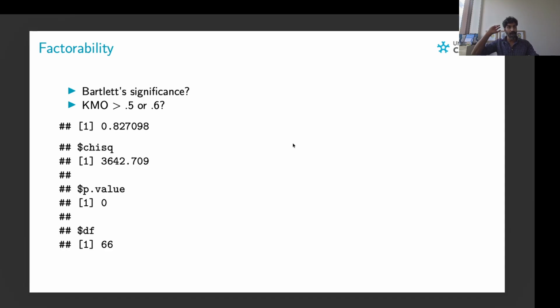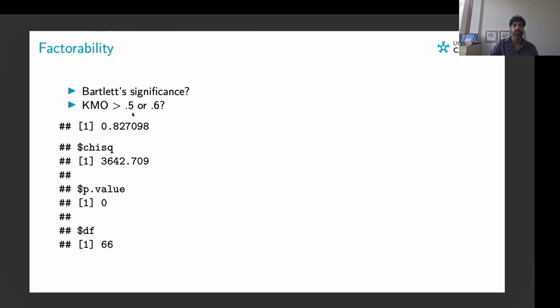Factorability: hopefully Bartlett's significance test is there, and the KMO is there. Is it significant? We do the chi-square test and we see, yes, it is. It gives a rounded p-value of 0, but it's very, very small. Is the KMO, where does that fit?